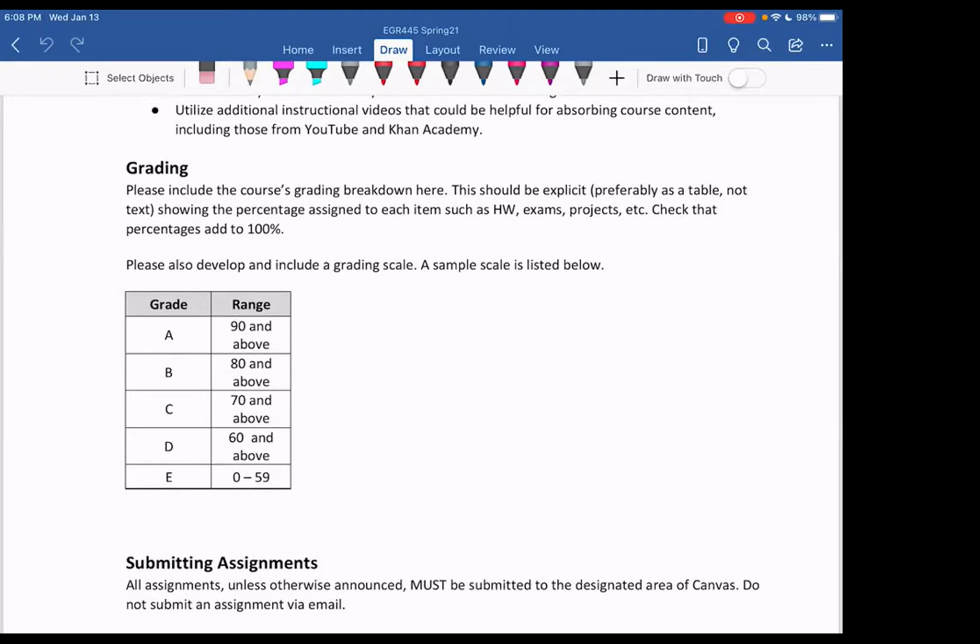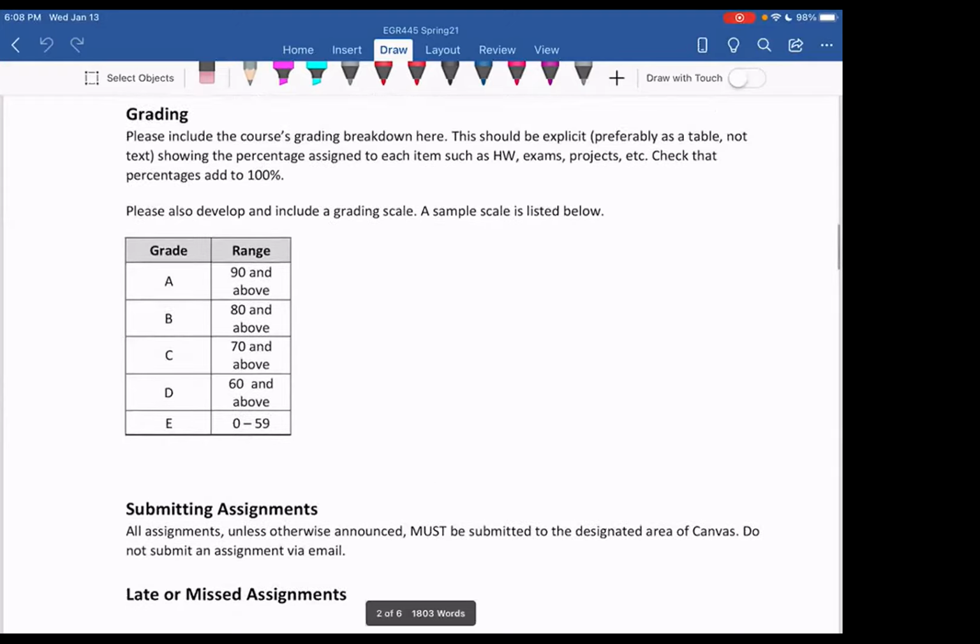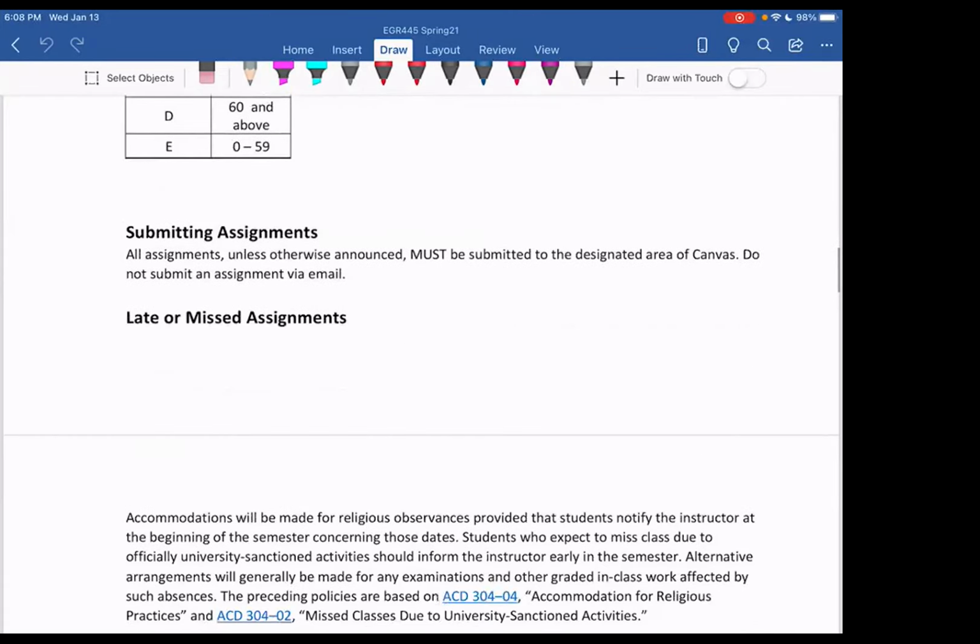All the assignments will be submitted electronically via Canvas, and please don't submit assignments via email. Late or missed assignments will not be accepted unless you have a valid excuse, so please don't turn in late assignments. If you need extra time and have a valid excuse, please contact me in advance and let me know the accommodations you need. I understand these are uncertain times, and sometimes there could be reasons beyond your control, and we will try to accommodate all that as per the university policy.